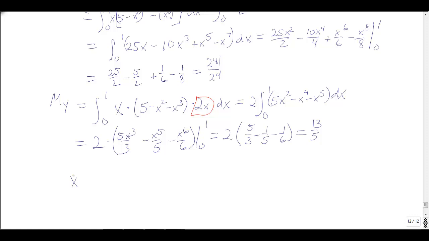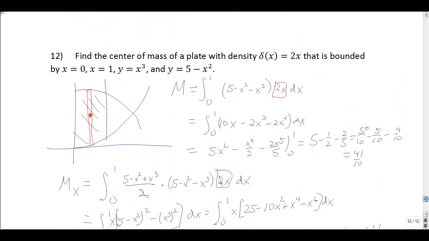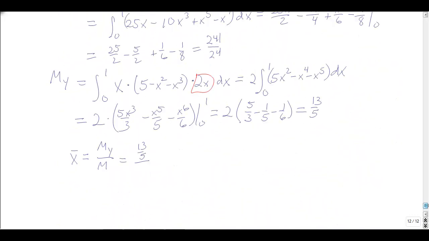Okay, let's do that. So x bar is moment about the y-axis divided by the mass. So that's 13/5 over the mass was 41/10. So that's going to be 10 over 41 times 13 over 5. Get a 2, cancel, and I'm going to get 26/41.